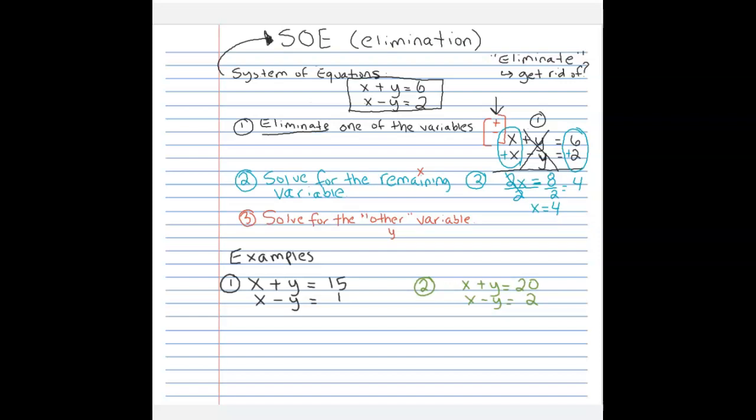In order to solve for the other variable, we need to know that x equals 4. So I'm going to rewrite one of the two equations. It doesn't matter which one. Let's use the first one. I'm going to rewrite x plus y equals 6. Again, that's only this one that I'm doing. I'm not going to rewrite the other equation. So if x plus y equals 6, well, I know what x is. x is 4.